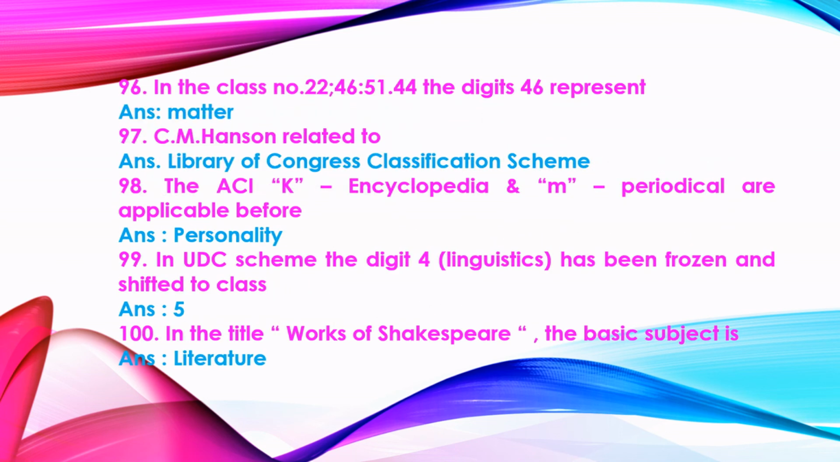In the class number 22:46:51.44, the digit 46 represents matter. C. M. Hansen is related to the Library of Congress classification scheme. The encyclopedia and periodical are applicable before personality. In the UDC scheme, the digit 4 linguistics has been frozen and shifted to class 8. In the title Works of Shakespeare, the basic subject is literature.